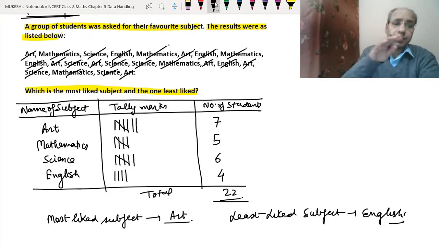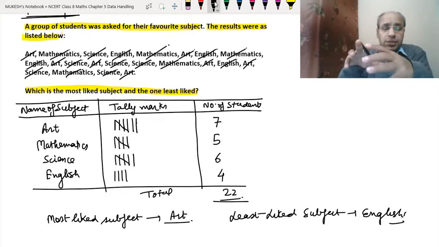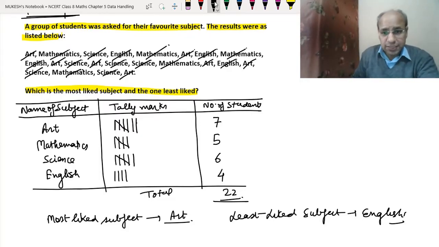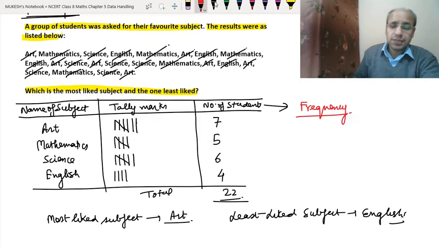See, whenever we are making the table in this form, this is called the frequency distribution table. Why do we call it frequency distribution table? This number of students is called the frequency. Frequency means how many number of times a particular subject is coming.